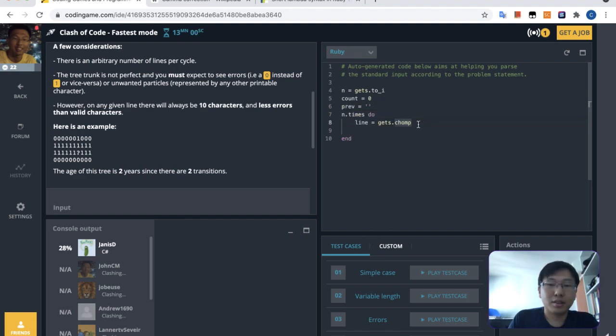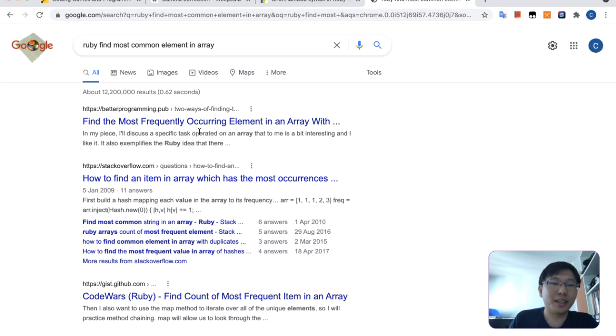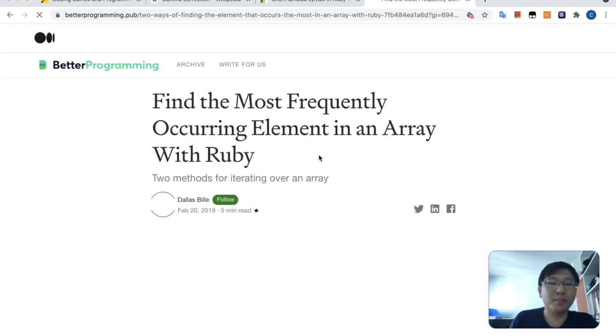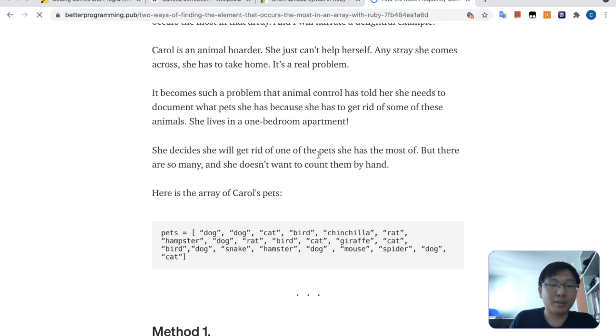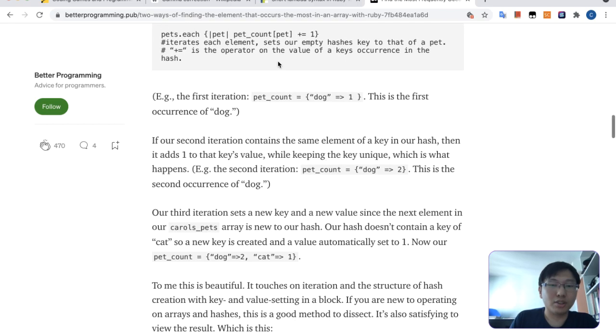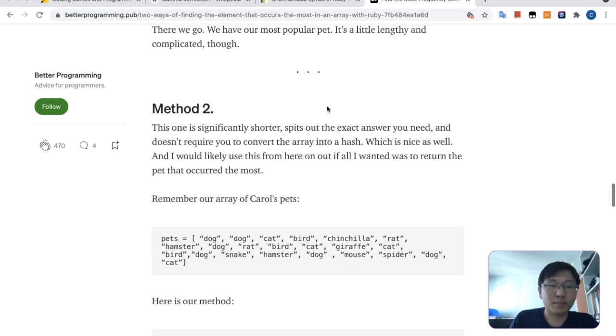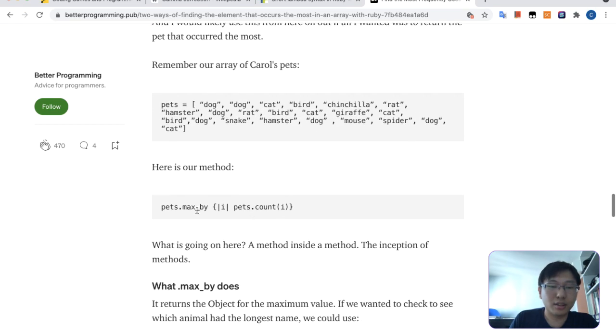Okay, so we want to find the most frequent element of that line. I wonder if there's a shorthand to do that. If not, I will use tally. Most common element in an array. The other way is to use a dictionary, count all of them, and then find the max. You have to sort by the number. Method two is significantly shorter. Max by.